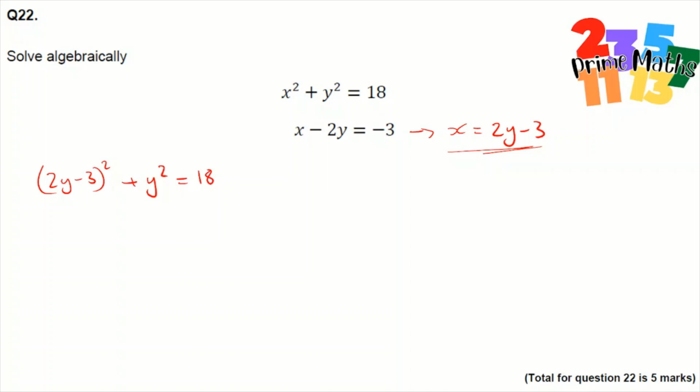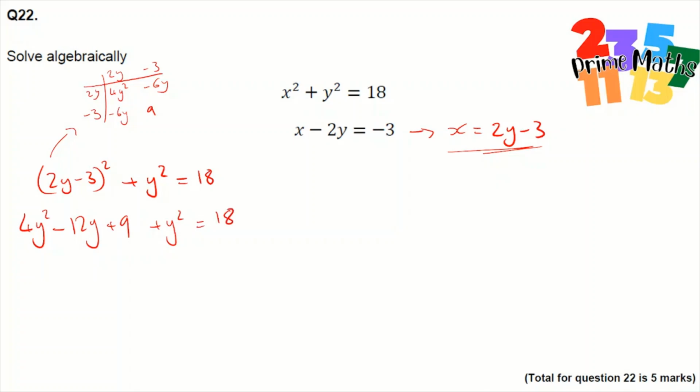I can then expand these brackets. Remember, this is a set of double brackets. We can expand however you would normally expand two brackets. I use the grid method to get 4y squared minus 6y, minus 6y and 9. This means that expanded is 4y squared minus 12y plus 9, add the y squared, equal to 18. To solve a quadratic, we need everything on one side of the equation. We need our equation equal to 0, and I'm going to collect my like terms as well. So 5y squared minus 12y minus 9 is equal to 0.